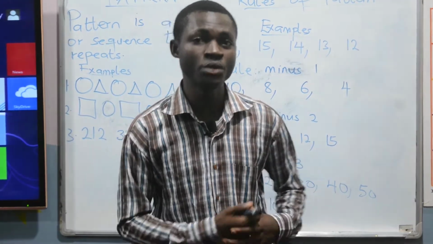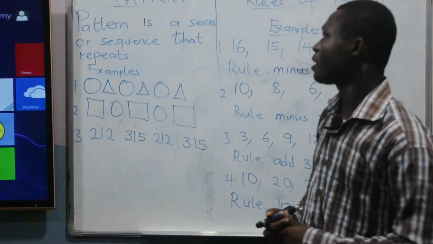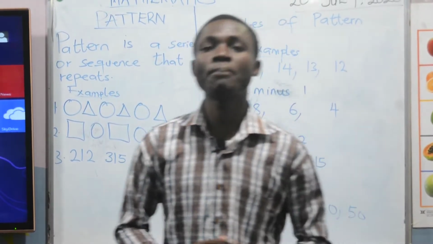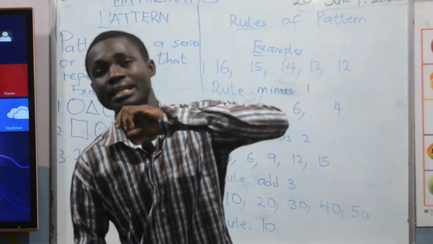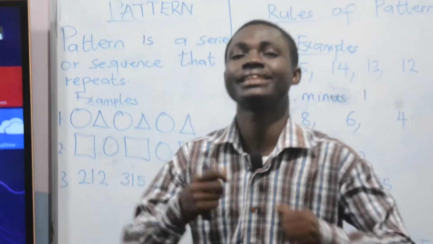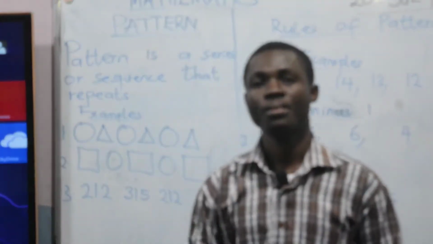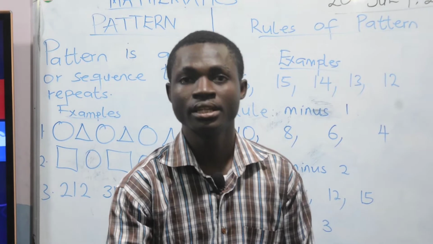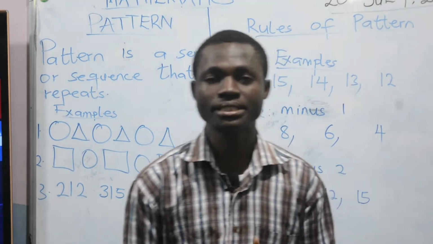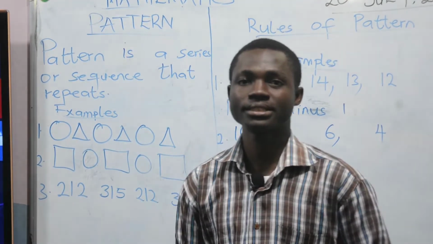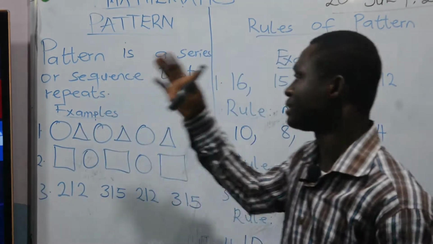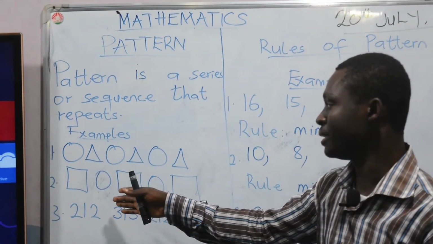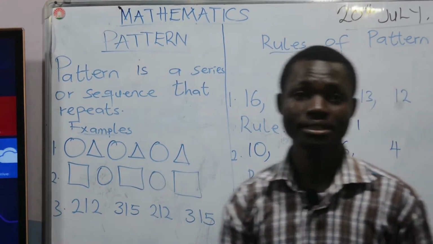Now our topic for today is pattern. When we say pattern, it is a series or a sequence that repeats. A sequence or series that repeats. It can be either shapes or numbers. So when you look at the examples here, it is either shapes or numbers.